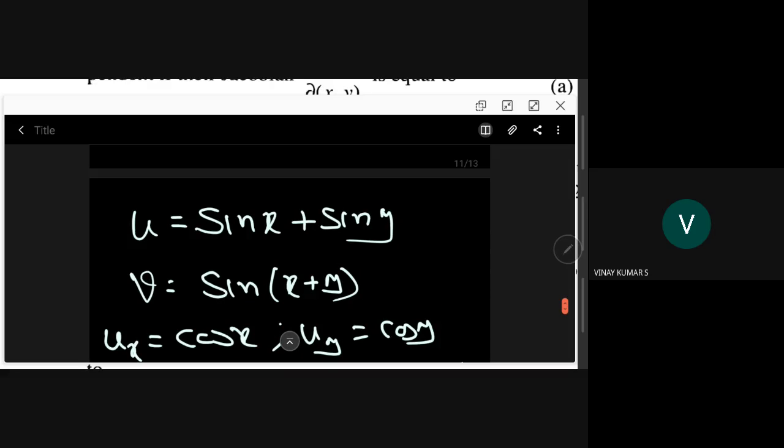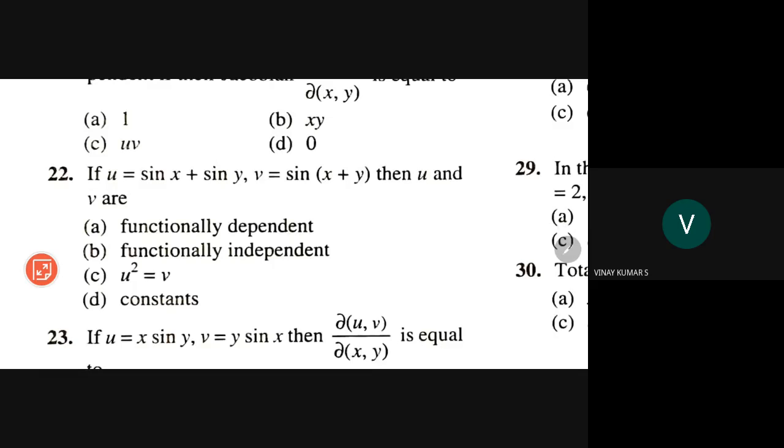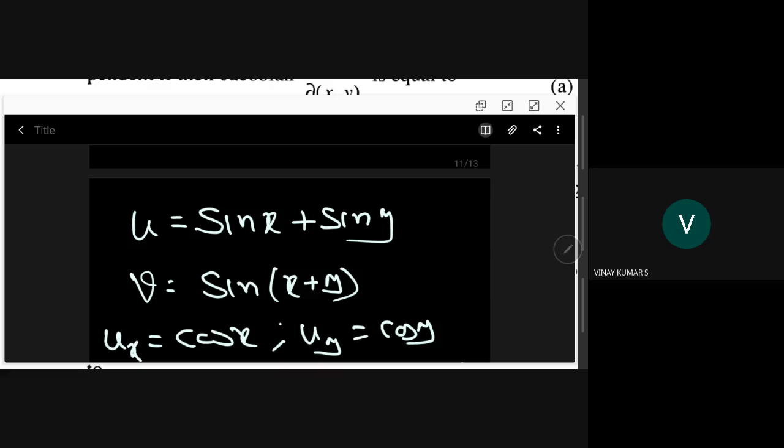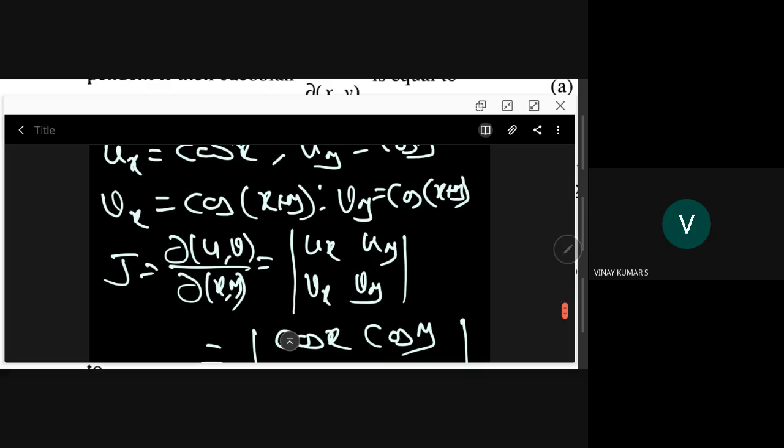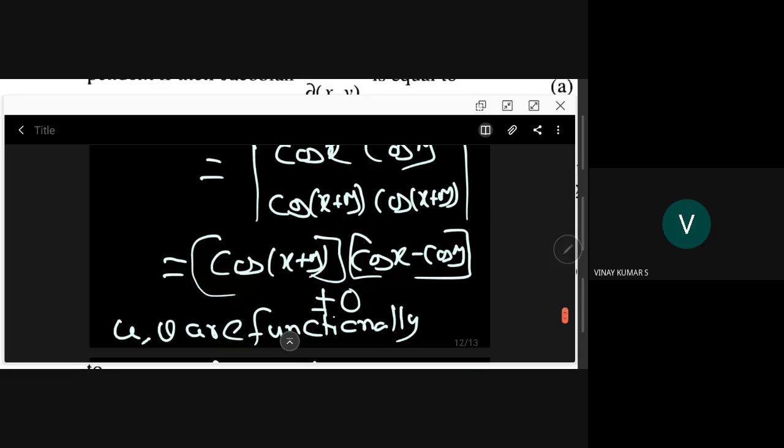Sir, here u is equal to sin x plus sin y. v is equal to sin x plus y. Yes, sir. ux is cos x. uy is cos y. I got this, sir. The last step, you told it is not equal to zero, no, sir. How is it, sir? Good, good. Yes, you are right.